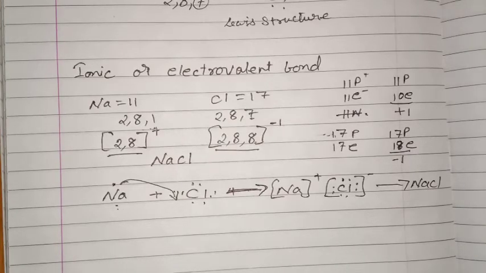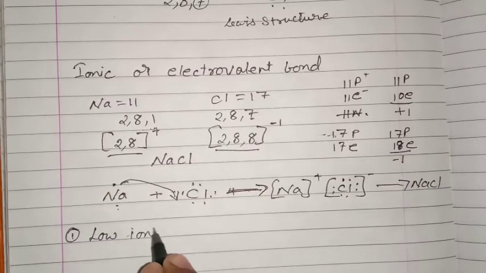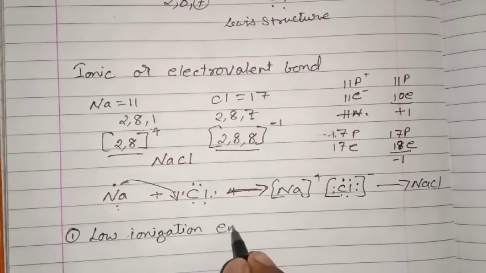So next is about the conditions for the formation of the electrovalent bond. What are the things required for the formation of an ionic bond? The first condition for the formation of an ionic bond is low ionization potential, low ionization energy of metals. Metals should have low ionization energy.